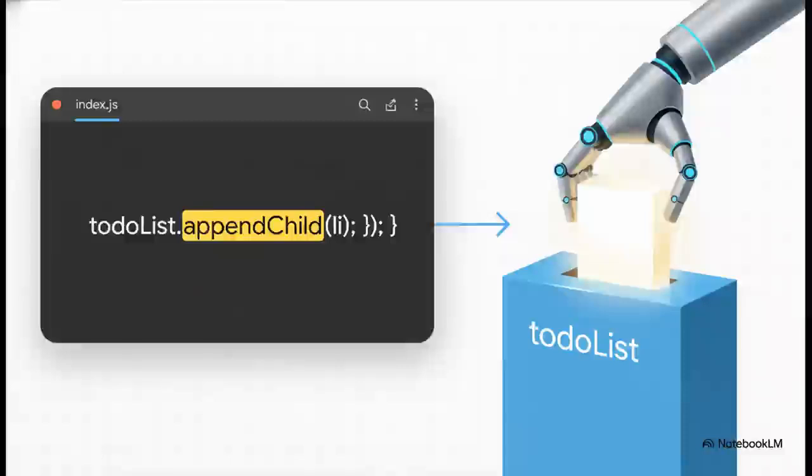And finally, we close out the rendering loop. todoList.appendChild li, curly bracket. This appendChild method, it's the final heavy lifter on our assembly line. It grabs our newly built, perfectly formatted list item and physically attaches it to the todoList DOM hook container. Yep, the exact same passive container we set up all the way back in step 1.